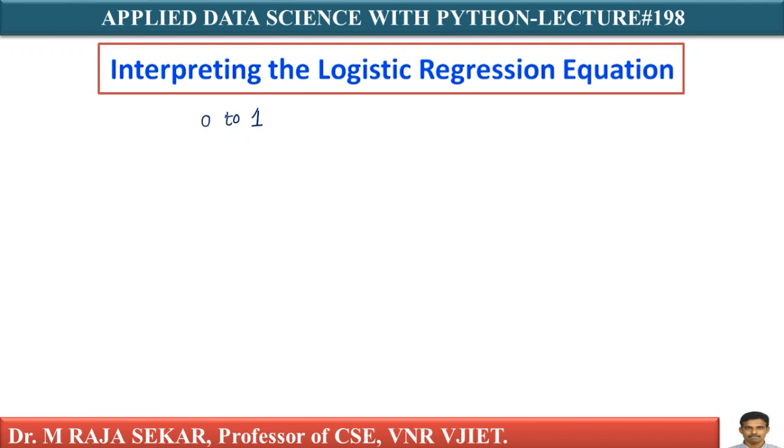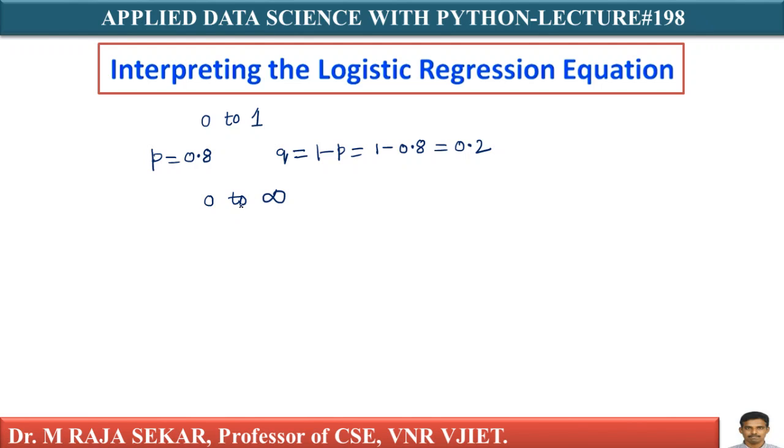Let's say that the probability of success is P equal to 0.8. Then the probability of failure is Q equal to 1 minus P. That is, 1 minus 0.8, which is equal to 0.2. Odds are determined from probabilities and range between, what is the range of odds? From 0 to positive infinity.